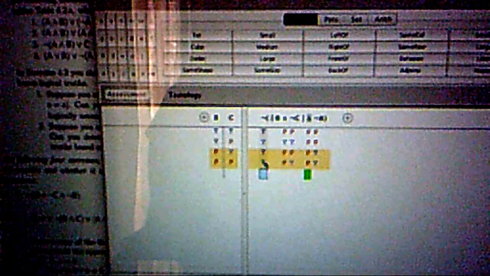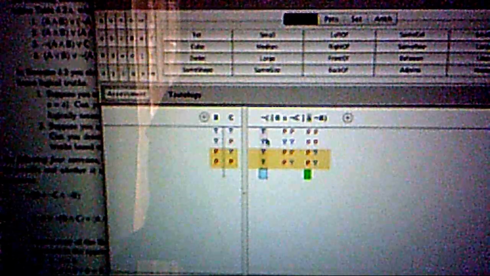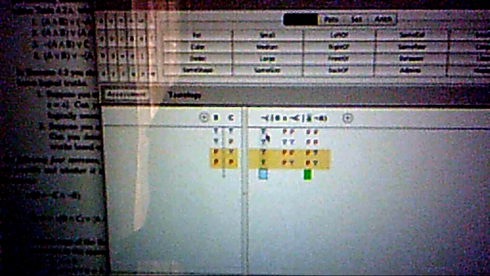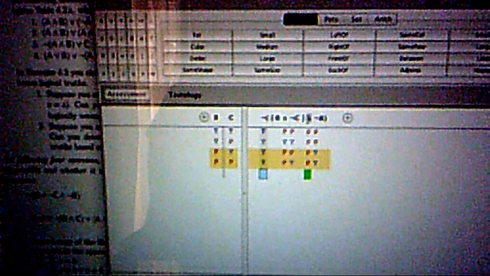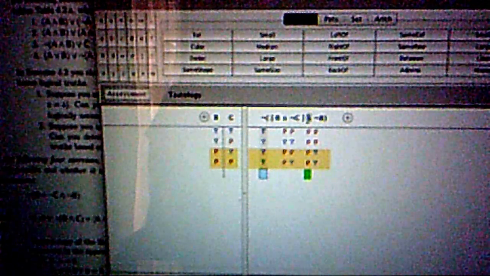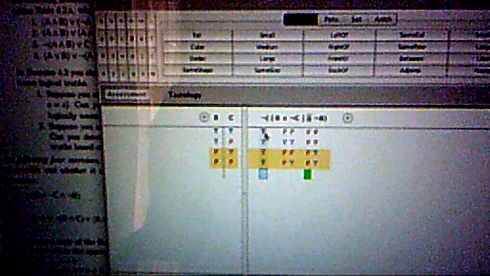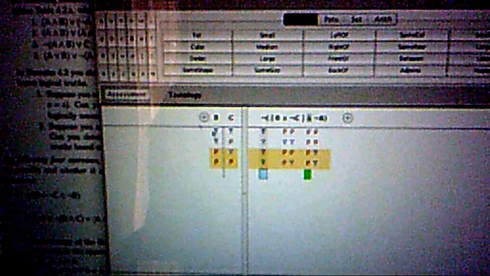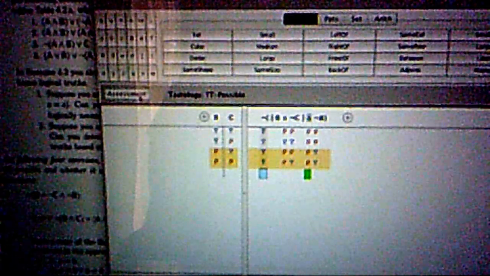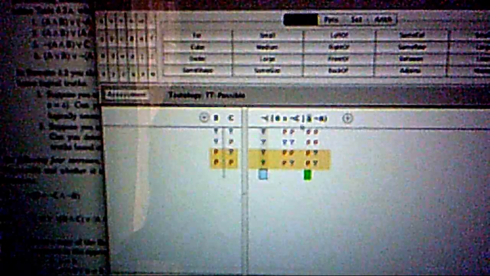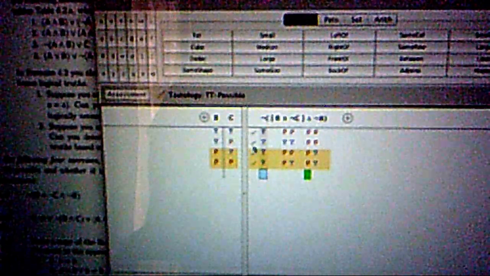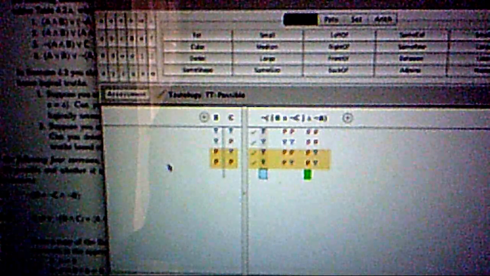So TT possible means that if there's at least one case, however minuscule, where it's true, then this sentence is possible. It is truth table possible. So TT possible means you need at least one true, maybe more, but at least one. In this case, it's all true all the time, so it's not only a tautology, it's already TT possible. So you click on that, TT possible, okay. You're going to get tautology and TT possible, you click assessment to verify, you get everything checking out, and then you save this as table 4.4.